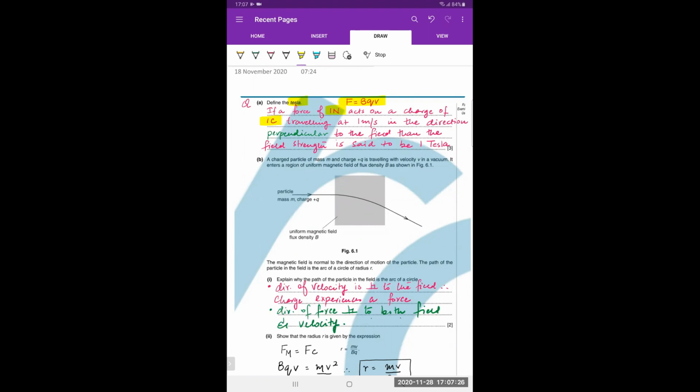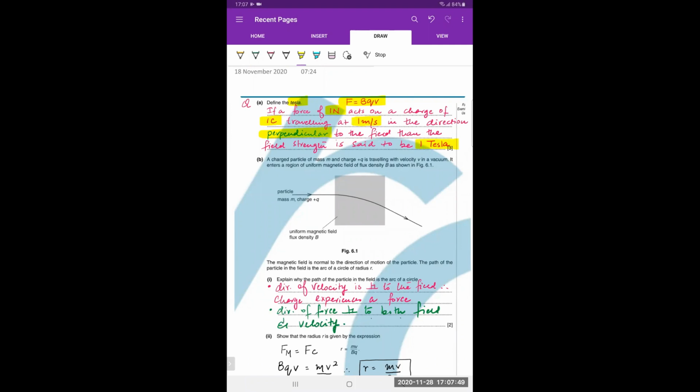Sorry, yaar. All right. So I defined the term Tesla. If a force of 1 Newton acts on a charge of 1 coulomb, which is traveling at a speed of 1 meter per second in the direction perpendicular to the field, then the strength of the field is said to be equal to 1 Tesla.